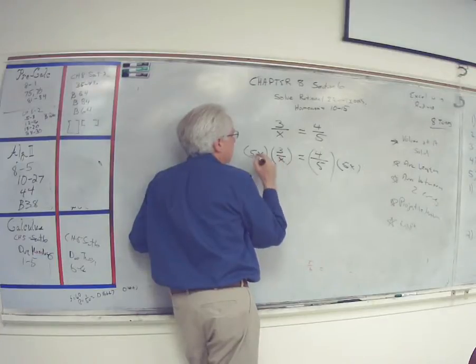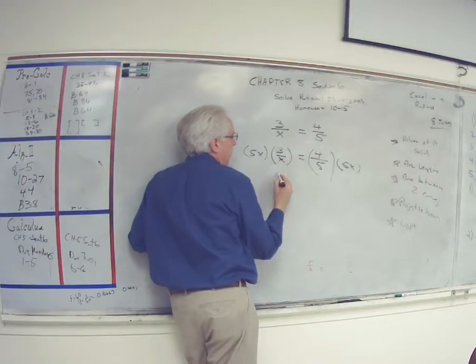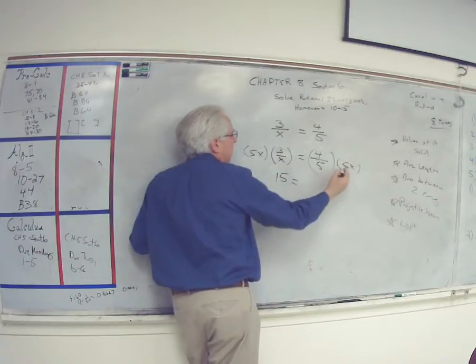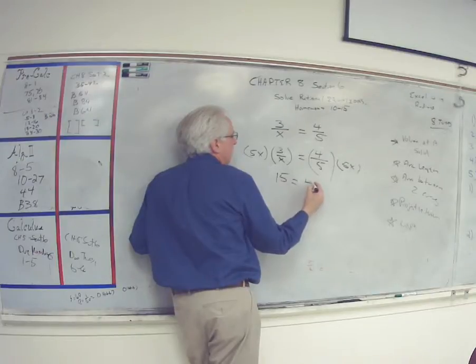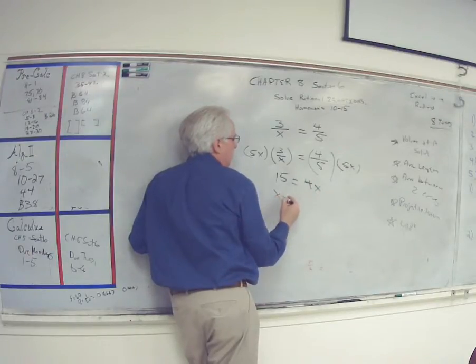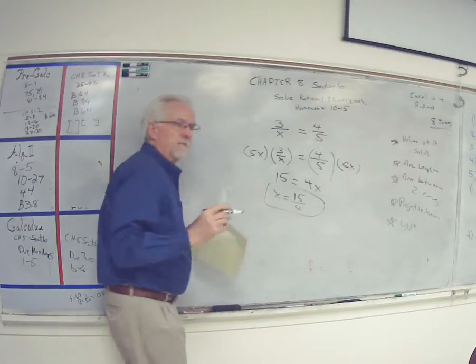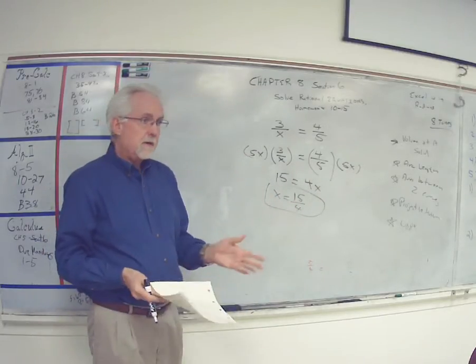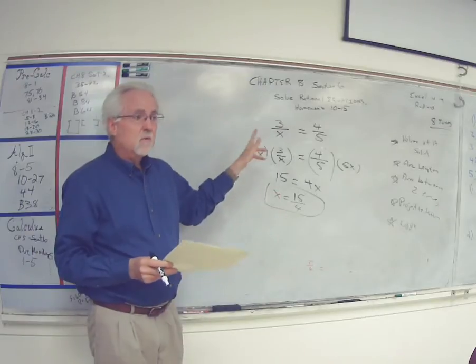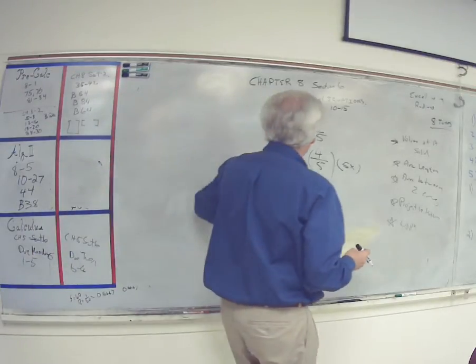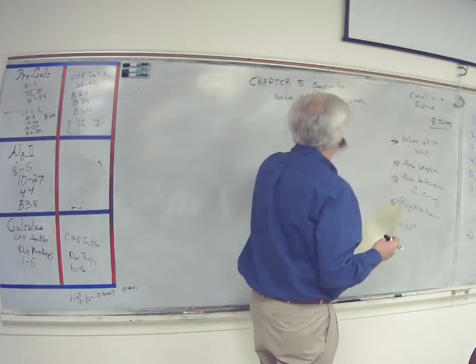X over x makes 1. What am I left with over here? 15. 5 over 5 makes 1. I'm left with what? 4x. x is equal to 15 over 4. Boom. Does that make sense? Okay, that's the way you do it. That one was easy. They're not always going to be that easy, but you're always going to work them exactly the same way.